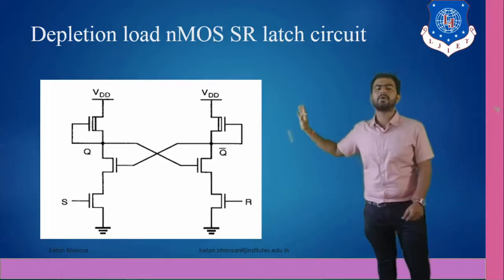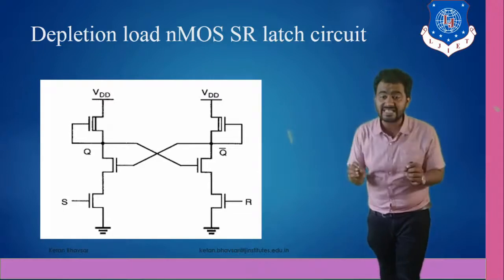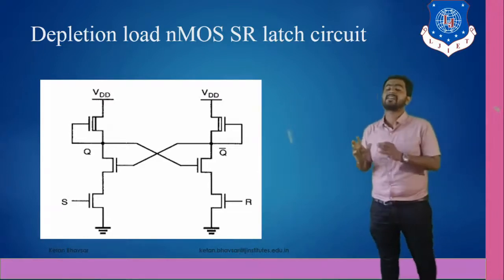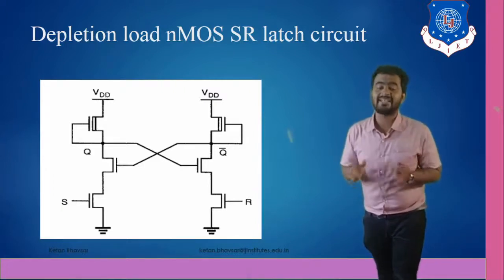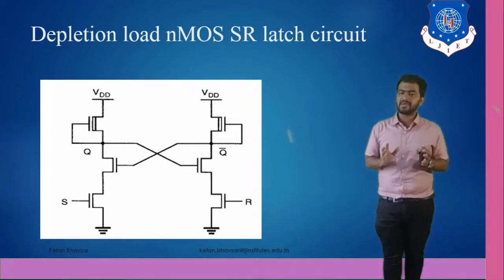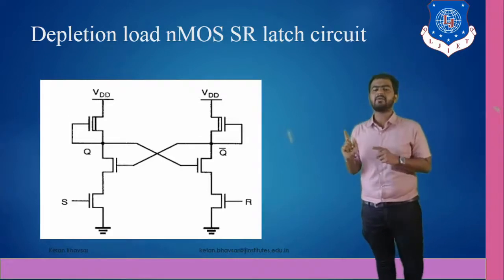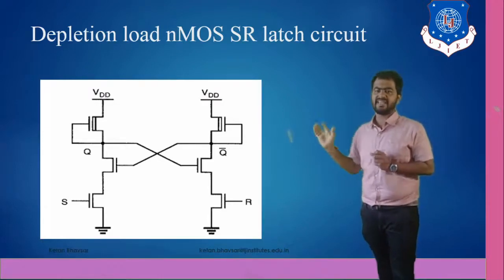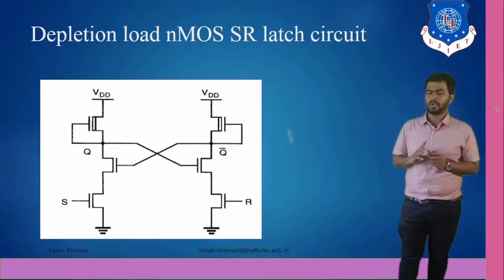So this is the depletion load NMOS SR latch using NAND gate. Make sure that the depletion load NMOS SR latch is also available using NOR gate, which we already did in the previous section. Is that clear to everyone? Still, if you have any doubt about the confusion of SR latch using NAND and NOR gate, you can tell me.